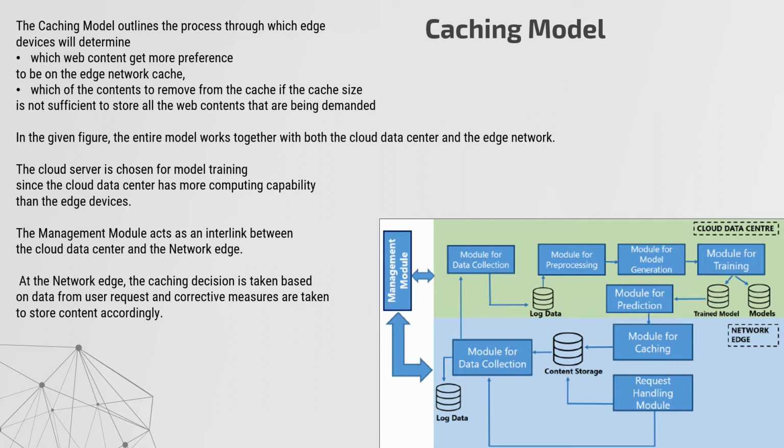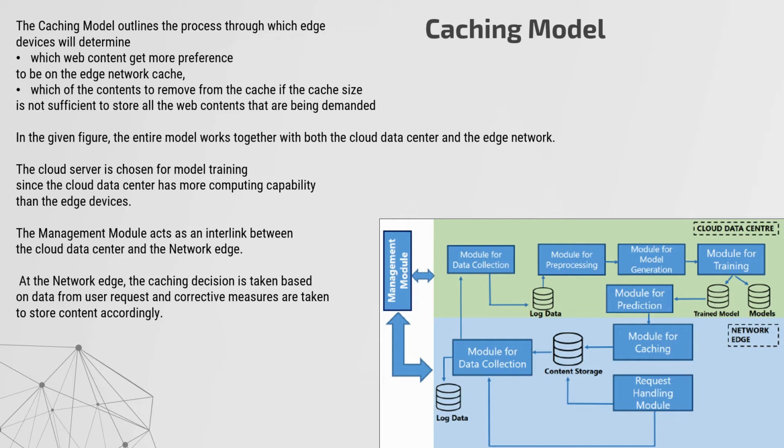The cloud data center is the part where we have the computers, or the servers, with more computational capacity, more storage, and basically all the data is present in the cloud data center. However, the network edge has very few finite resources, basically the resources which are of utmost importance.